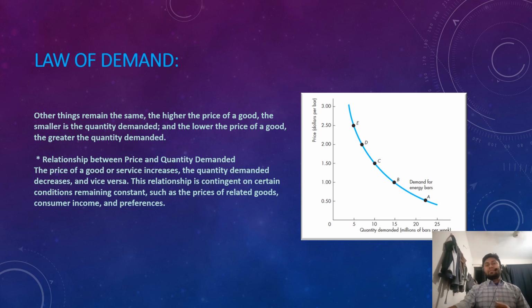We see the picture here. The X-axis is the quantity demanded and the Y-axis is the price. Here we see when the price is 50 cents, then the demand is 25, and at the fifth step, the price is $2.50, then the demand is 5, that is the lowest demand. So we say when price is high, then demand is low.